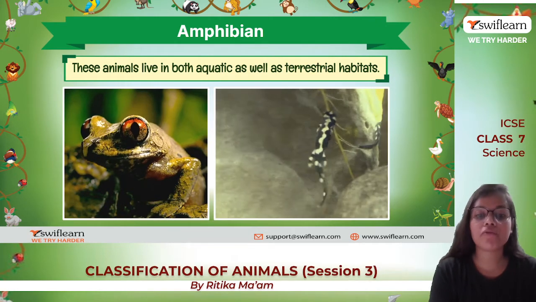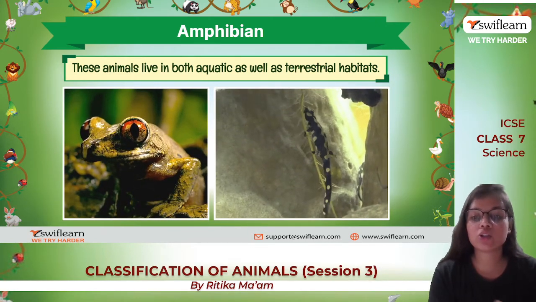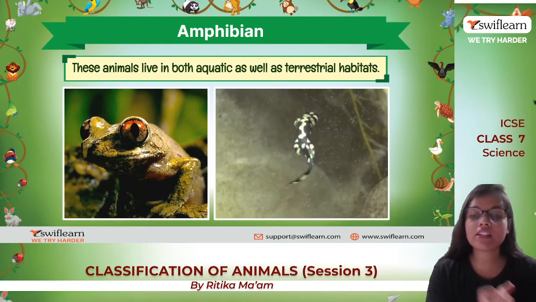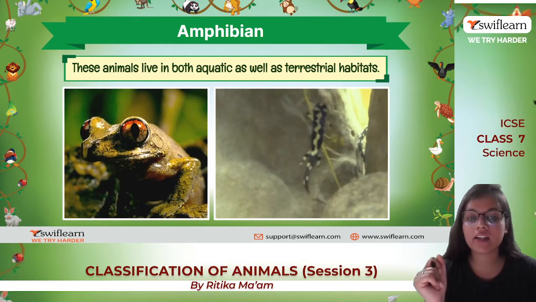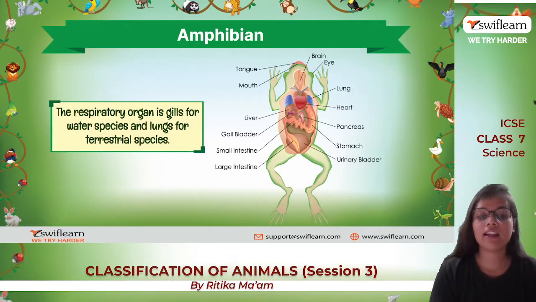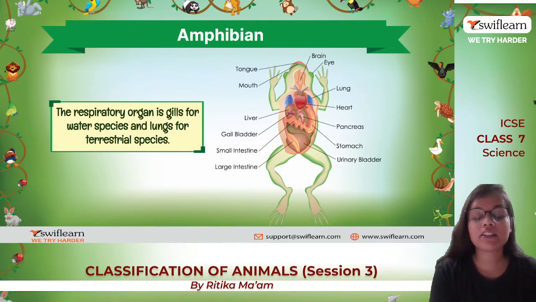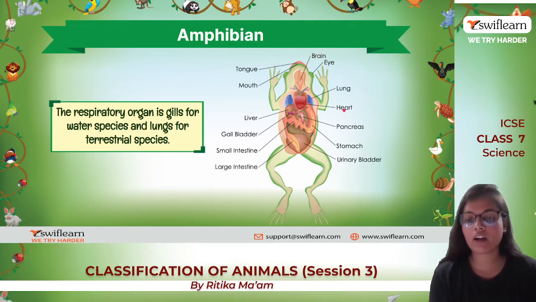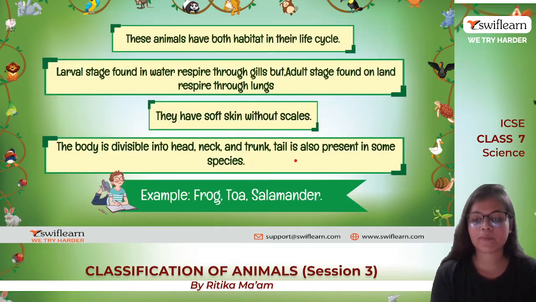Now talking about amphibians. Amphibians are creatures which can live in both aquatic habitat as well as terrestrial habitat. So these animals are capable of living both in water as well as on land. For water they have a respiratory organ which is gills, and for land they have a respiratory organ which is lungs. Okay, the amphibian's body has various parts: brain, eye, lung. Here it's important. So we have heart, liver, gallbladder, small intestine, then we have large intestine, urinary bladder, stomach, etc.